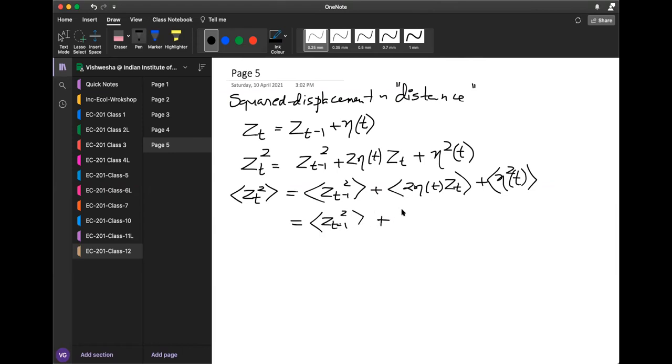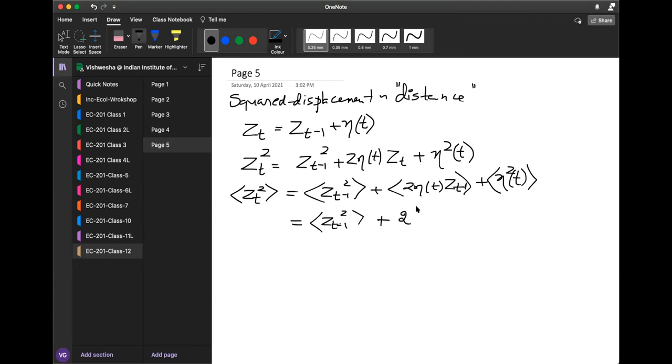What is this term? Two is a constant that can be taken out, right? I think that will be Z_{t-1}, right? Oh, you're right. Yeah. Thank you. Okay. Two is a constant that can be taken out. What about eta_t and Z_{t-1}? Are they dependent on each other? They're independent. Eta_t is drawn independent of this.